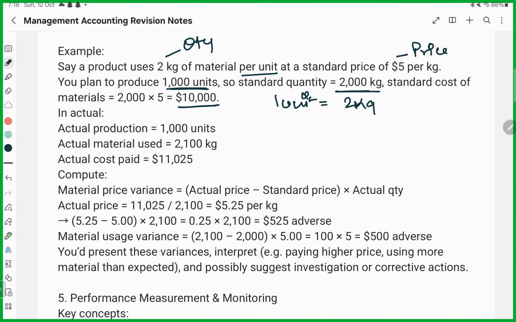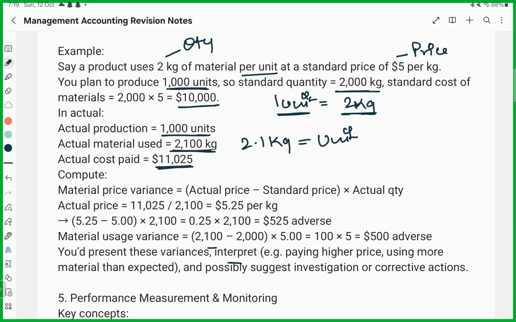In actual, what has happened? I manufactured 1,000 units itself, but the actual material that I used was 2,100 kg. That is 2.1 kg per unit, instead of the 2 kgs per unit that I decided I would use. And my actual cost was 11,025. So now let's calculate the material price variance.